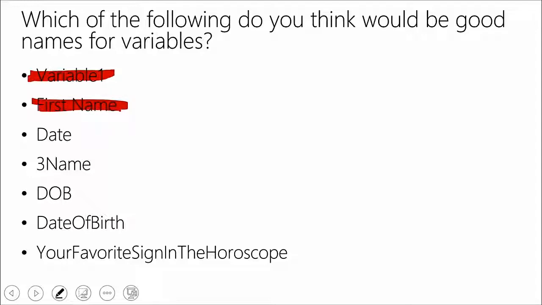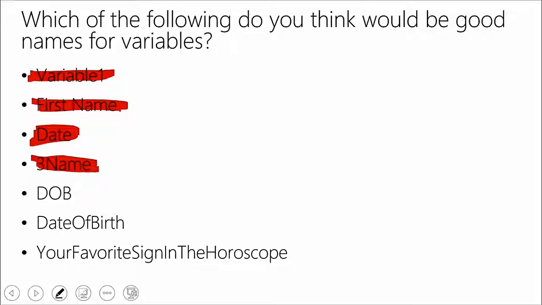Date, that's one Python would probably work if I use that as a variable name, but the problem with that is it's not descriptive. What date are you storing in there? We often work with a lot of different dates: start date, end date, birth date. Be specific. Okay, 3 name, Python won't even let me do that. It's going to give me an error because I'm using a number at the beginning of the variable name.